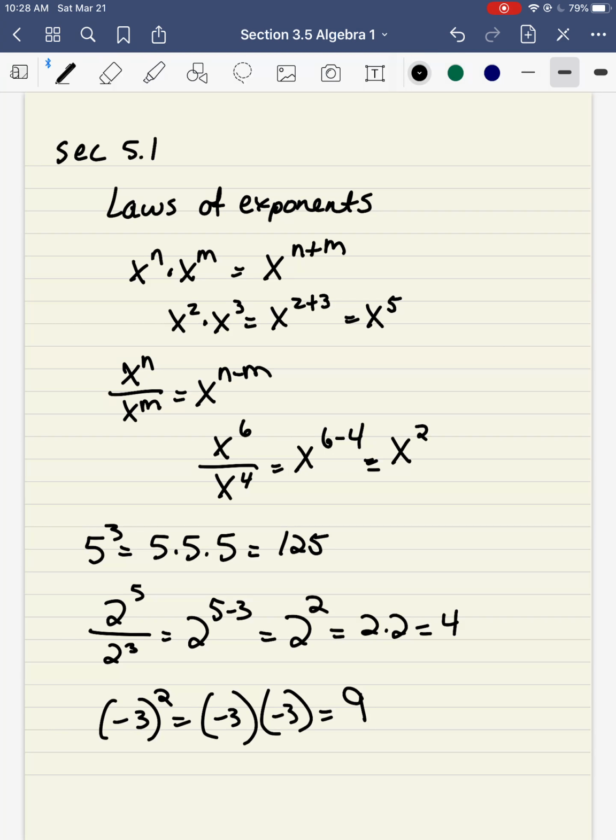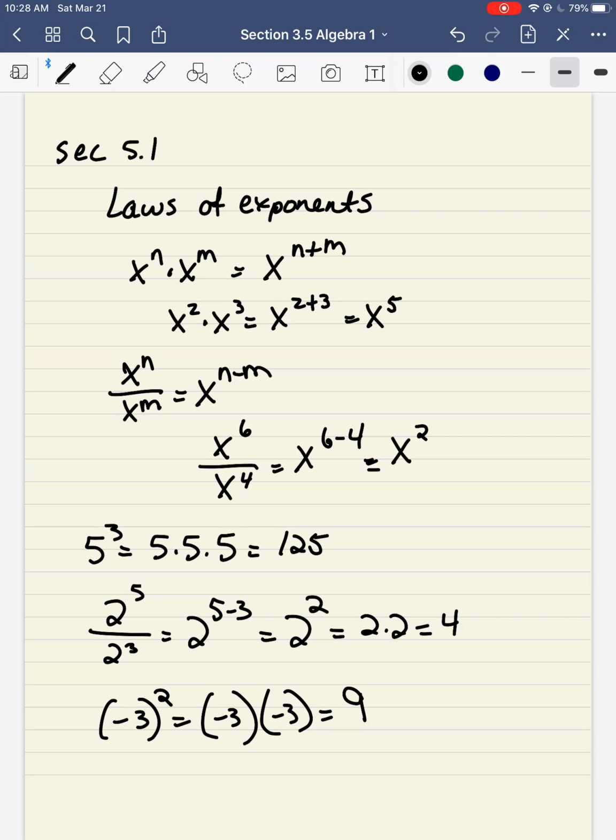If you have a number that's raised to an exponent, you're taking that number, multiplying it by itself as many times as the exponent says. So 5 to the third would be 5 times 5 times 5, which would be 125. 2 to the fifth divided by 2 to the third, again the same base of 2, so you're subtracting the exponents, so you'd have 2 to the 5 minus 3, which is 2 to the second. 2 to the second is 2 times 2, so that's a 4.